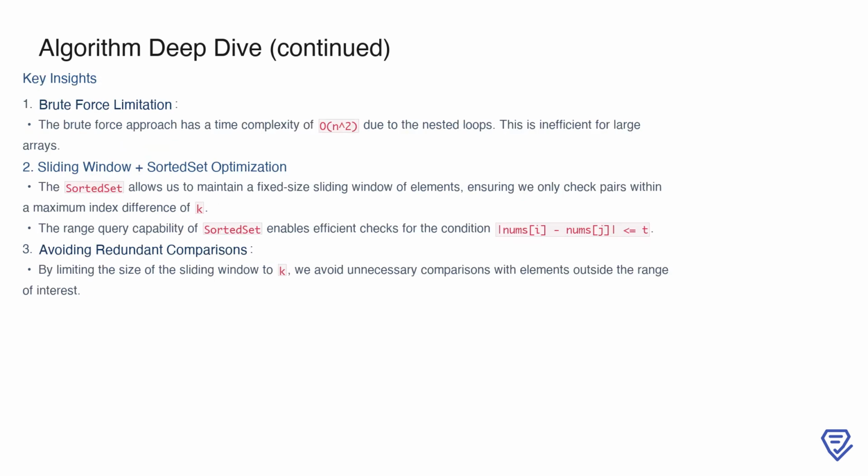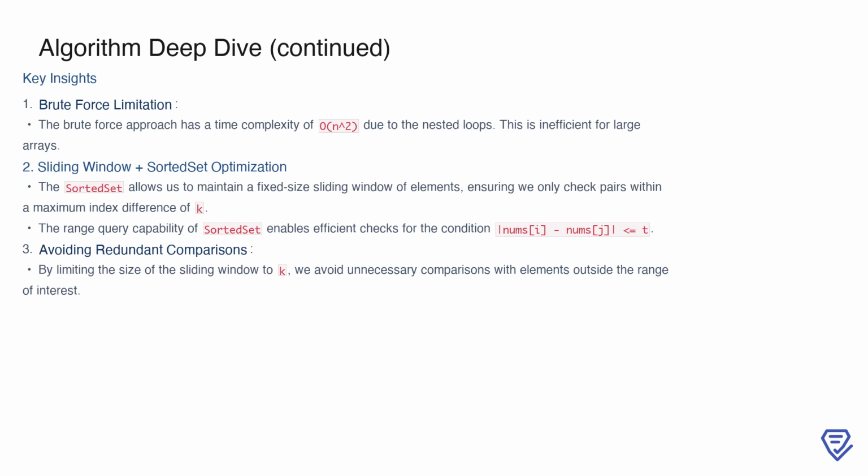When comparing the brute force and optimized approaches, several key insights emerge. First, the brute force method is limited by its n² time complexity, which makes it impractical for large arrays. In contrast, the optimized approach, using a sliding window and a sorted set, reduces the complexity by focusing only on elements within a fixed index range of size k.